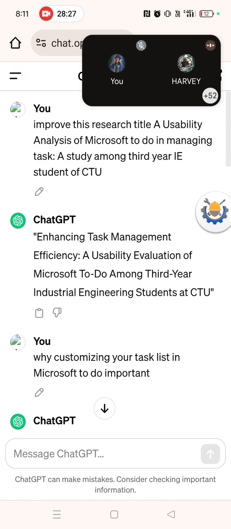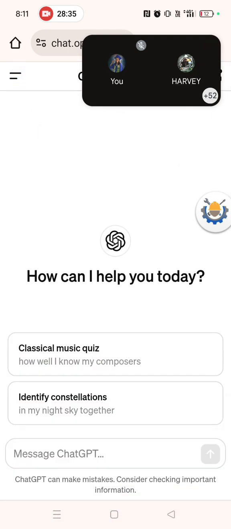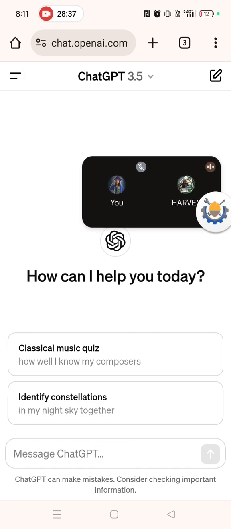Okay, Harvey. Ma'am, our idea is the descriptive method, which includes mean, median, mode, but we are not sure yet, ma'am, if it applies to our data.